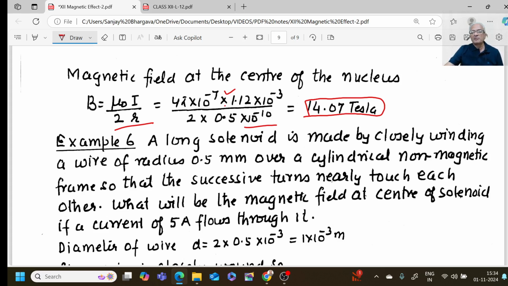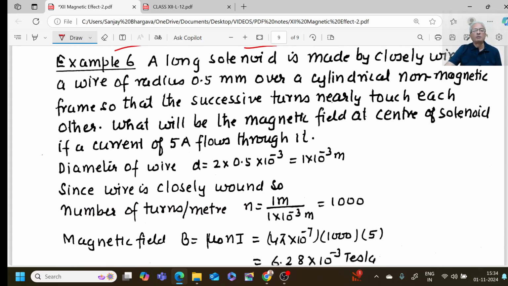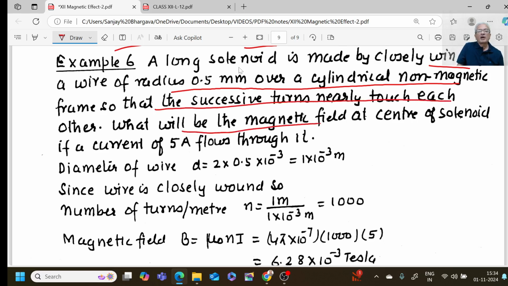Now another example, number 6. A solenoid made by closely winding a wire of radius 0.5 mm over a cylindrical non-magnetic frame so that the successive turns nearly touch each other. What will be the magnetic field at the center of solenoid if the current of 5 ampere flows through it? Now what is the diameter of the wire? It is 1 × 10⁻³ meter.